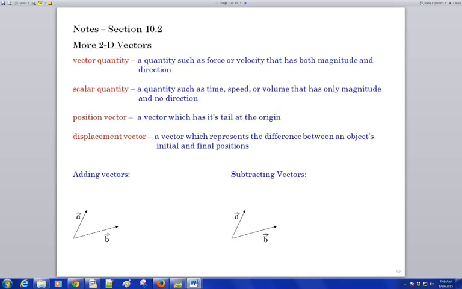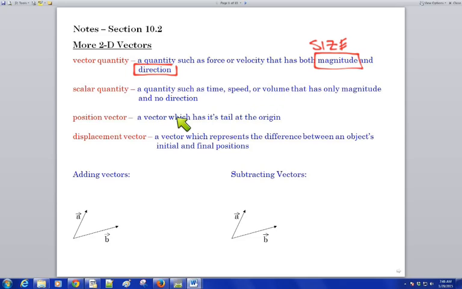Alright, we're going to introduce 2D vectors and then quickly move into 3D vectors as we go forward here. So the big idea behind a vector is it has a magnitude, which is just a size, and it has a direction, which is going to be an angle. And we have scalar quantities, which are just values, right? So time, speed. Speed doesn't have a direction. Volume is just a quantity, right? There's no direction attached to that.